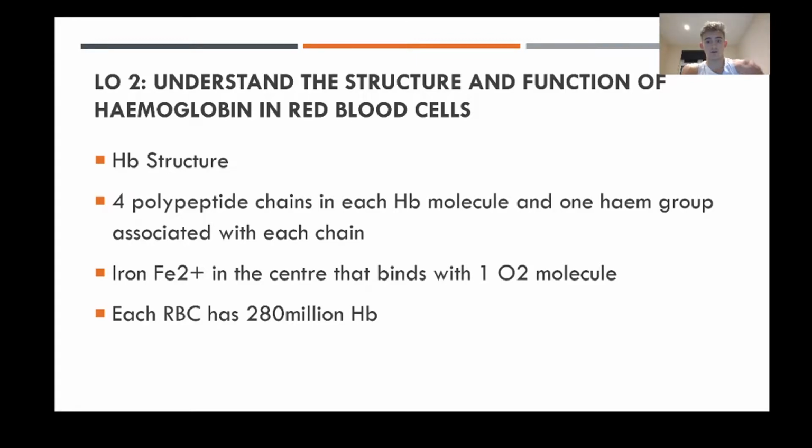Now if we talk about the structure of hemoglobin and how oxygen is moved around, each hemoglobin molecule is made up of 4 polypeptides, with 1 heme group associated with each chain. In the center, we've got an iron Fe2+ ion that binds with 1 O2 molecule, and each red blood cell has about 280 million hemoglobin molecules. So if we think about how many oxygen molecules can bind, it's lots.